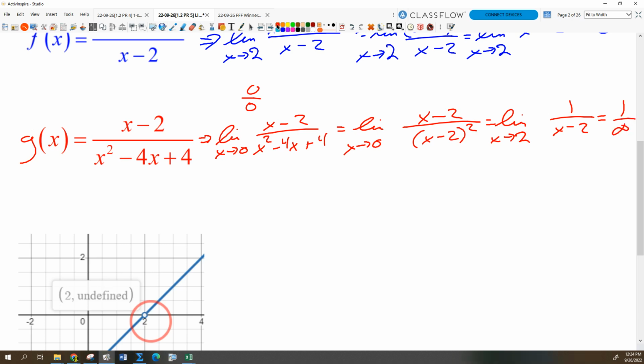Sorry, not infinity. 1 over 0. Okay, what's that mean? Well, DNE, but that means vertical asymptote, right? Because our rule is if we end up getting a number divided by 0 when we take a limit, that always equates to a vertical asymptote. Now let's look at the difference in the graphs.